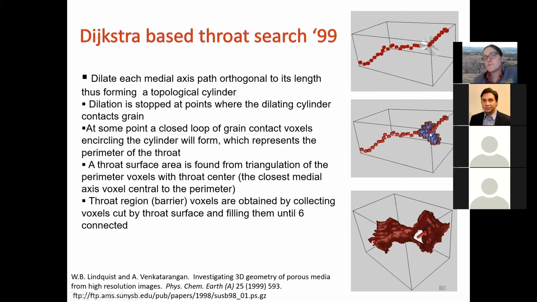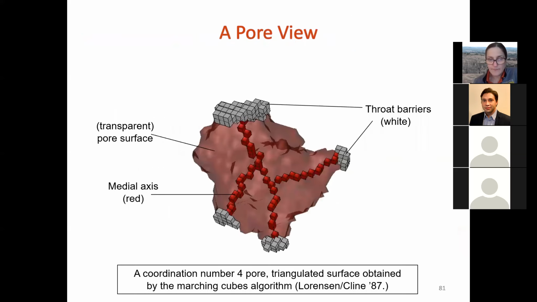And I can also fill up the space in between to grab a set of voxels that we refer to as a throat. That block of voxels is used as a roadblock, so you can define pores in the rest of the space. Okay? So this is how you search for one throat, in this kind of hand-wavy explanation.